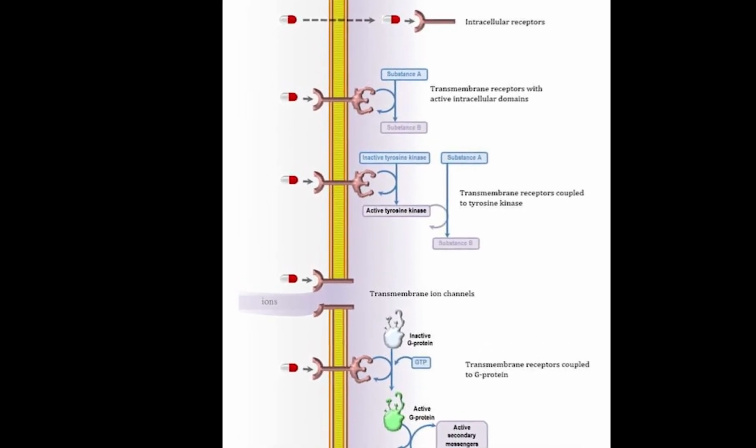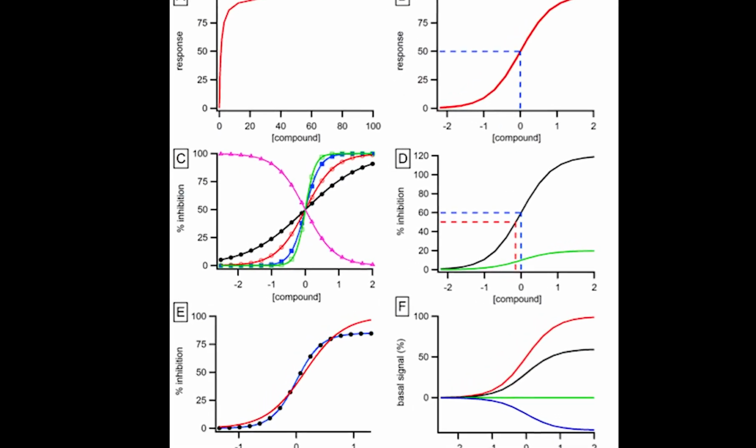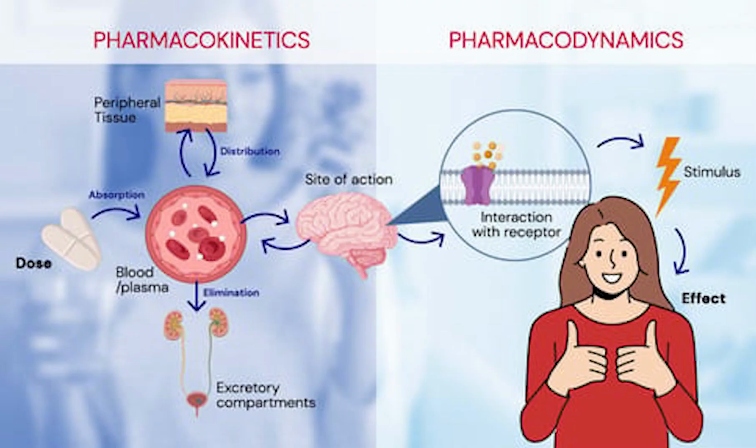Pain-relieving medications may act at different levels. Some reduce inflammation, some block pain signals in the nervous system, and some change the way the brain responds to pain messages. Let's softly explore the major categories of pain relief drugs. We'll begin with NSAIDs, non-steroidal anti-inflammatory drugs. These include common medications such as ibuprofen, naproxen, and aspirin.